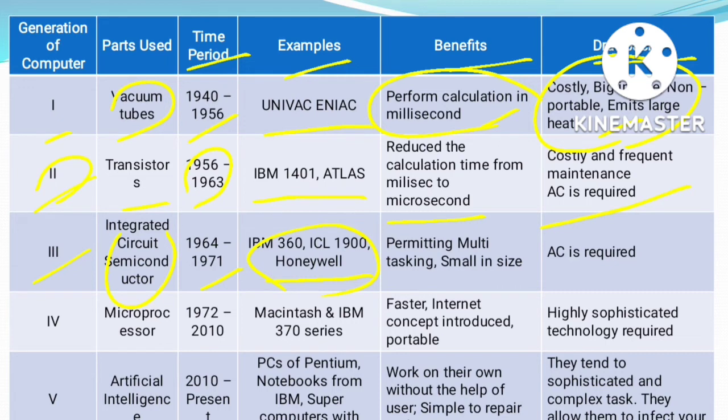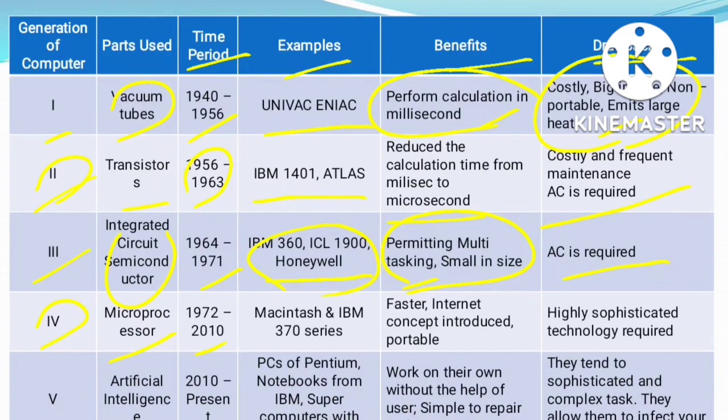Then what are the benefits of third generation computers? Permitting multitasking, small in size. So it reduced the size also now, and permits multitasking. What do you mean by multitasking? Multitasking means we can do multiple tasks at a single time. This is known as multitasking, and it becomes small in size. Then what are the drawbacks? Drawback is AC is required also. It also generates heat.